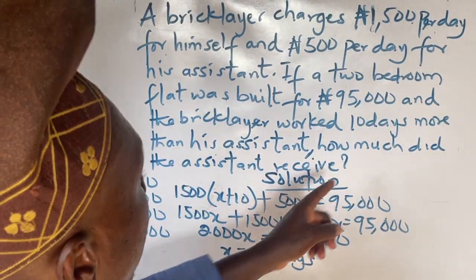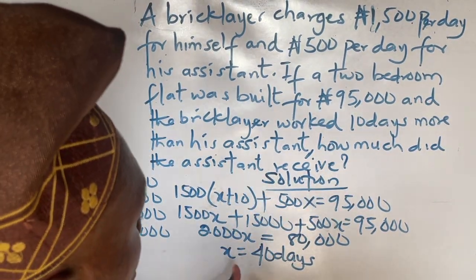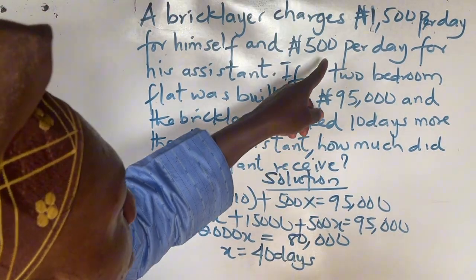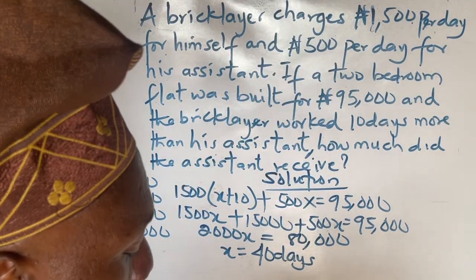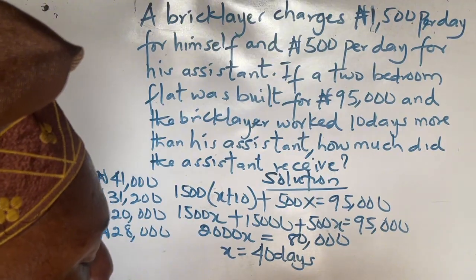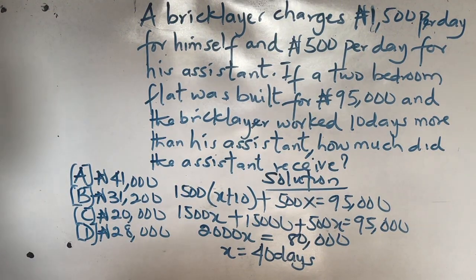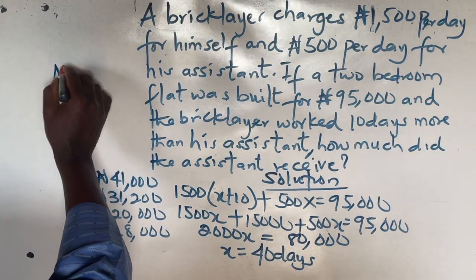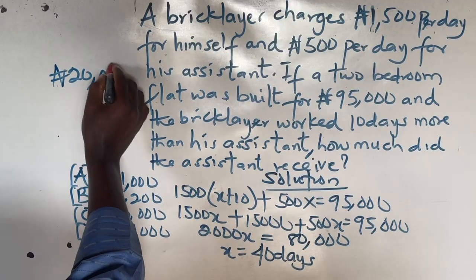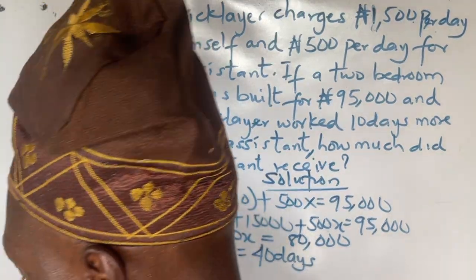We said, how much did the assistant receive? We just multiply the 40 days times 500. So the total answer will be 20,000. So our option is C.